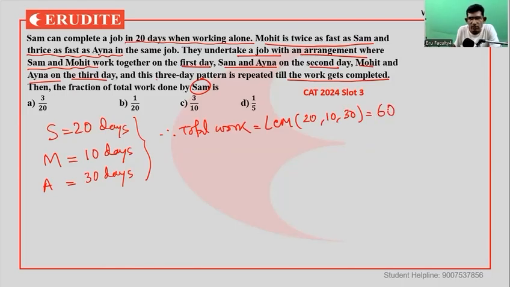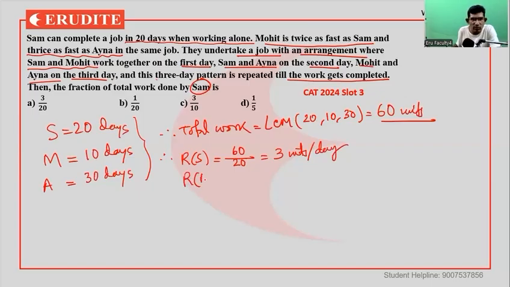So simply it will be 60. So we assume that total work is 60 units. Next, we find the rate of Sam. So what is the rate of Sam? That is 60 by 20, which will be equal to 3 units per hour. Sorry, 3 units per day in this case.